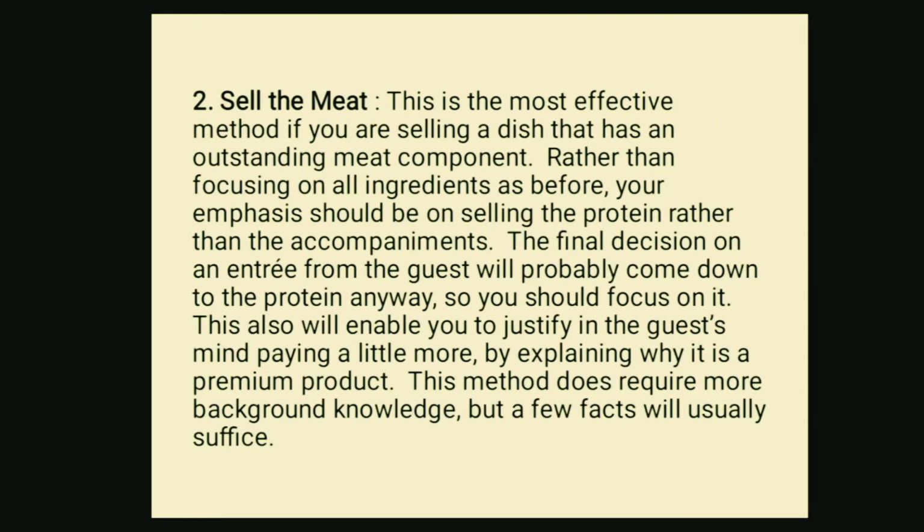And then the second is sell the meat. This is the most effective method if you are selling a dish that has an outstanding meat component. For example, the Alaskan king salmon is well cooked this evening. This means it's between 3 to 5 years old, and sea-fed on shrimp, krill, lobster, and crab.